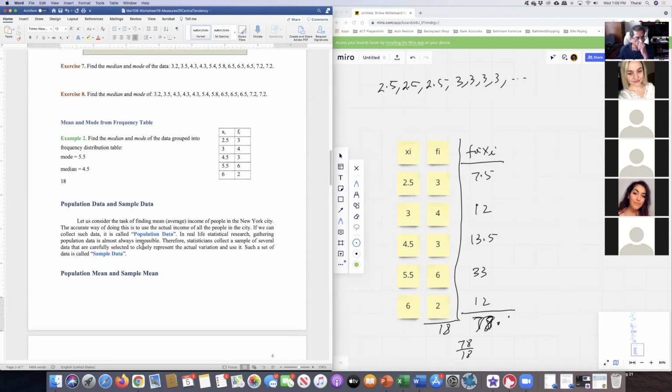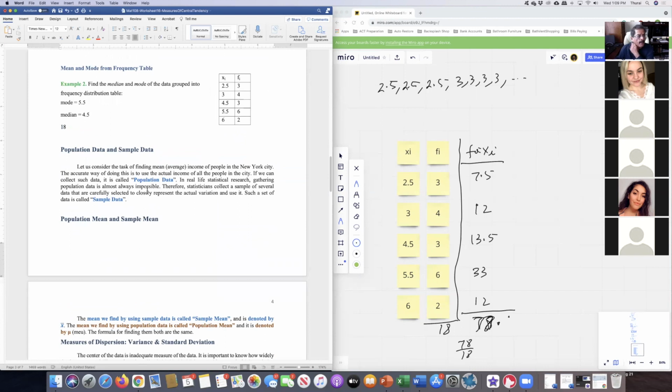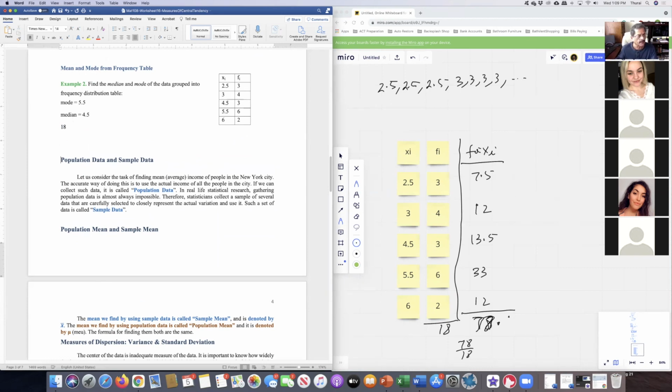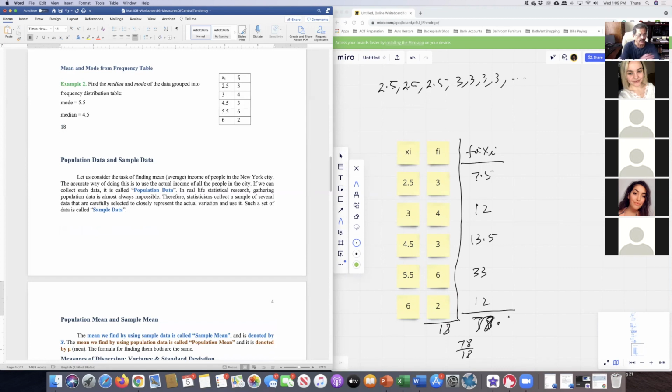All right. Moving on to population data and sample data. You need to understand the difference between them. Population data means actual data of all of the data that we need to use. So let me give you a simple example. If I need to use population data to find the mean income in New York City, then I have to have the income of everyone in New York City. That's what we mean by population data, the actual data of all of the people.